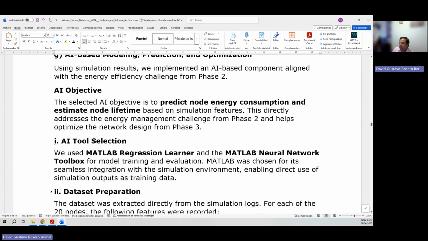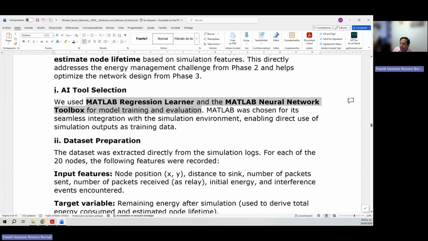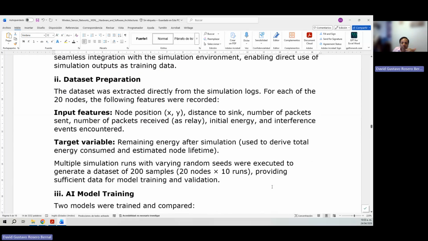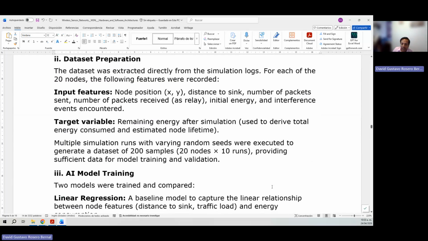The tool that I have selected is MATLAB and the MATLAB Neural Network Toolbox for model training and evaluation. MATLAB was chosen for its seamless integration with the simulation environment and direct use of simulation outputs as training data. Obviously, we need to include the data preparation. The data set was extracted directly from the simulation log.